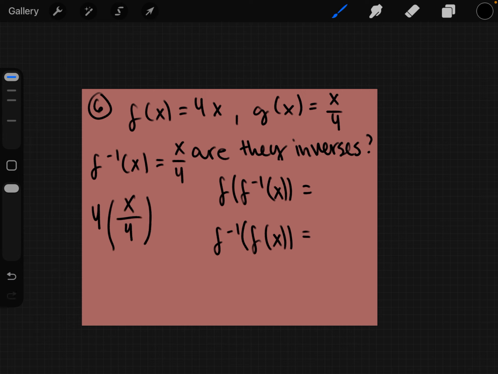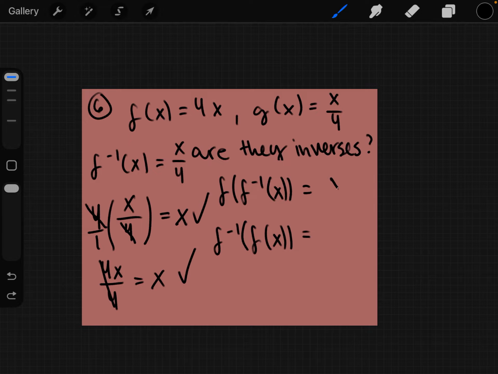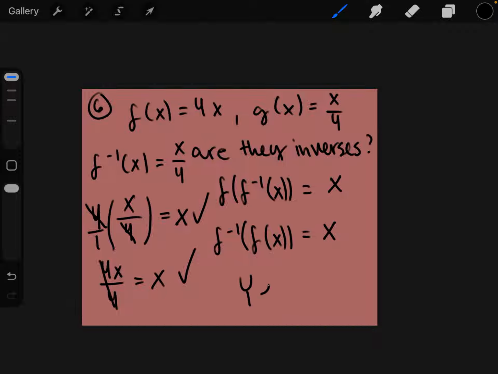We know 4 is technically 4 over 1. These cancel. It's x. Great. The first one works out. Now we need to put f of x in f inverse of x. Or did I just do that? I just did that. We need to do the opposite. We put 4x. So when it asks you what these are equal to, the answer is x. And yes, they are inverses.